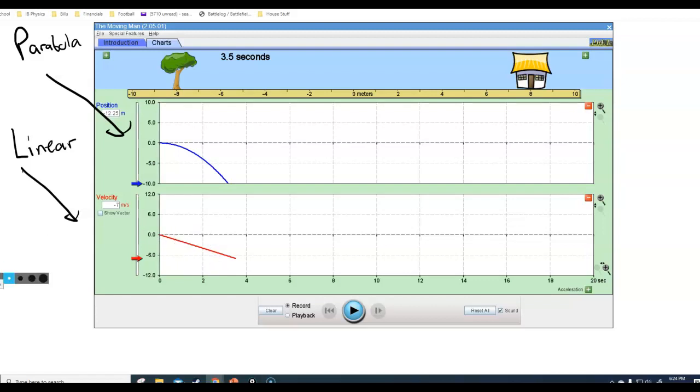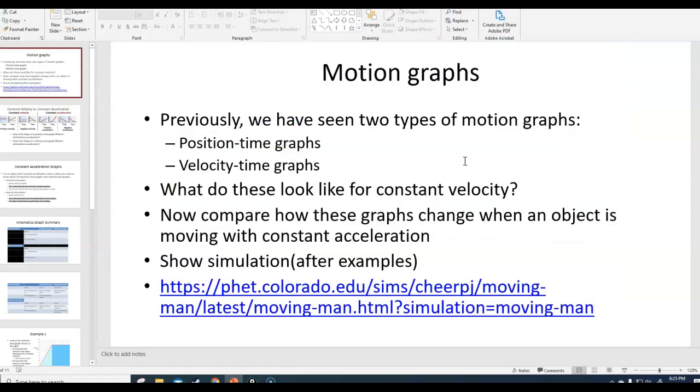So you see now with your own eyes how the position time graph and the velocity time graph change, whether you have motion with constant velocity or motion with constant acceleration. And so that's what we're going to talk about now in the notes.